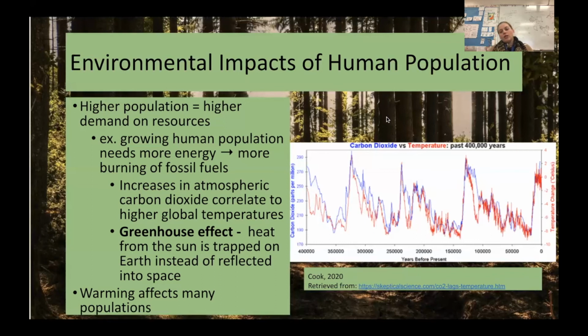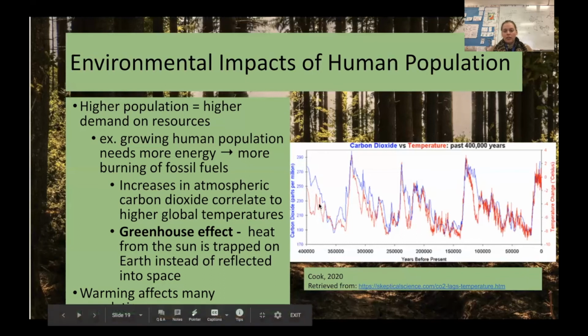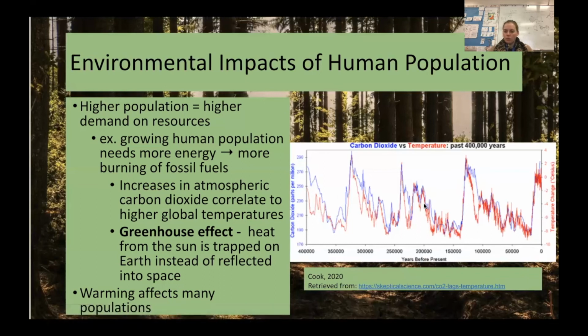So when we think about carbon dioxide and temperature, we can look at data over the past 400,000 years and see that carbon dioxide, which has been mapped here in blue, sticks pretty closely with temperature that's been mapped here in red. So notice temperature's mapped over here on this axis, carbon dioxide's mapped over here, and the lines fall right on top of one another.